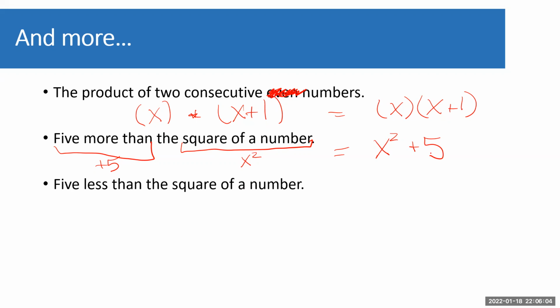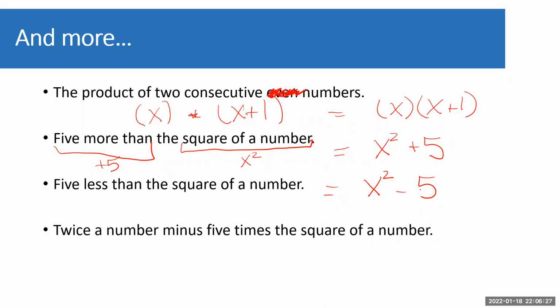5 less than the square of a number is the same thing. We still have the square of the number, but how do we get 5 less than that? Well, we need to subtract 5 away. Just like we talked about in those first examples, be careful. We're not starting with 5 and subtracting x squared. We're starting with x squared and we want to get 5 less than that number.